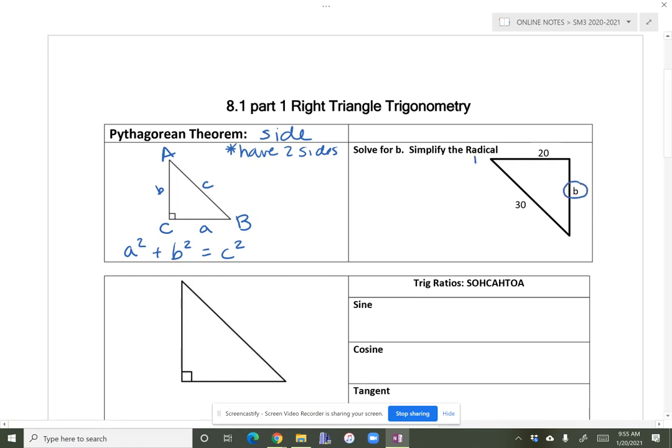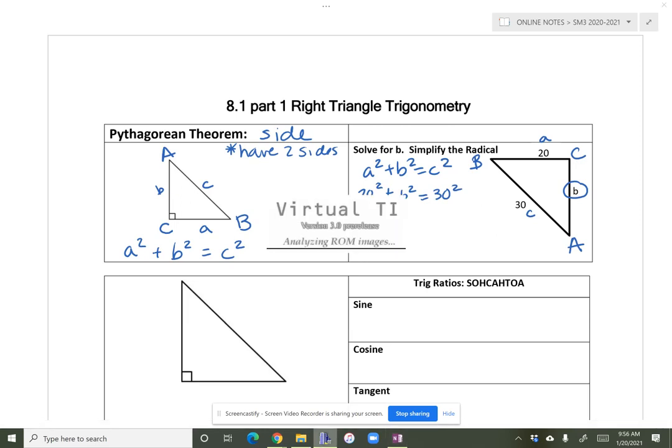So real quick, if we were to do this example right here, it says to solve for this little b, so that means that this would be angle B, and this would be angle A. This would be little a, and this would be little c. So if I go a squared plus b squared equals c squared, a squared is 20 squared, b squared we don't know, and c squared is 30 squared.